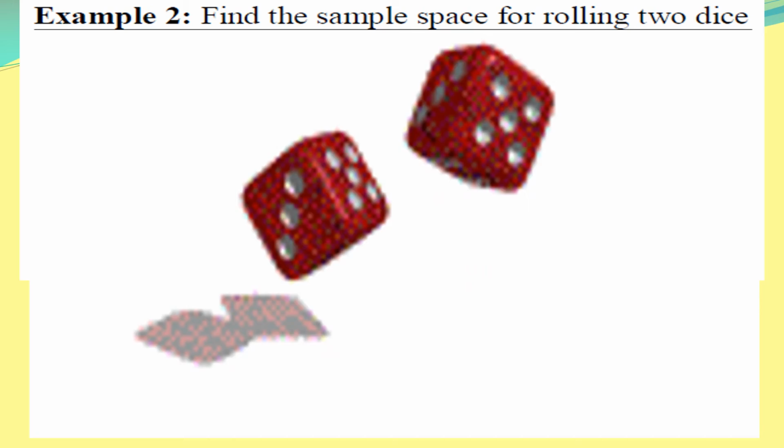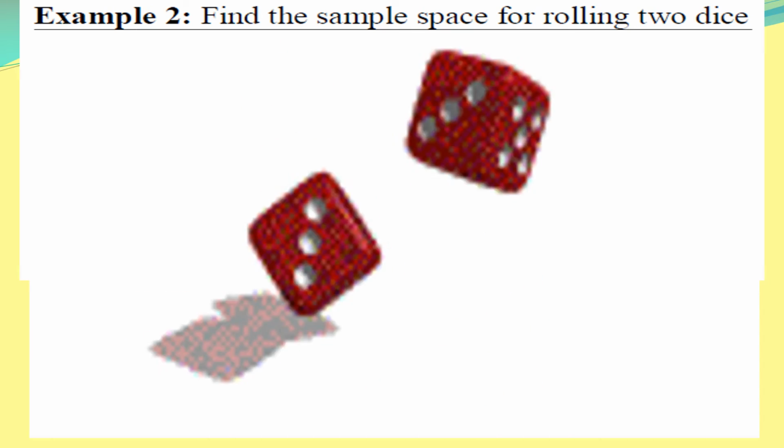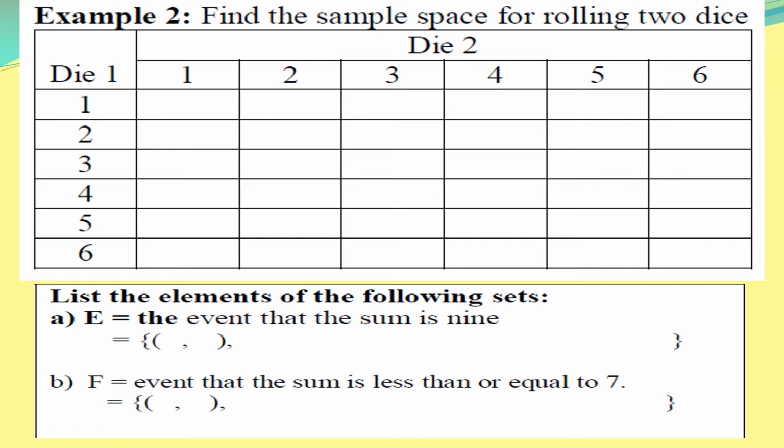Example number 2. Find the sample space for rolling two dice. Let's construct the table. Under column 1 we have the outcomes of die 1, and we also have the outcomes for die number 2, with possible outcomes 1, 2, 3, 4, 5, 6. Supposing the first die shows a 1 and die number 2 shows a 1, the element will be 1, 1.